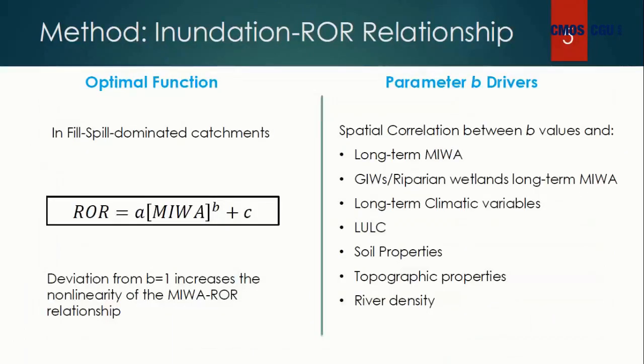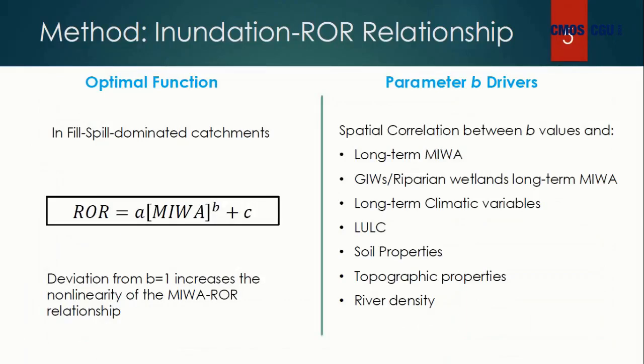Also, we check the inundation-runoff ratio relationship by fitting a 3-parameter power law equation to a scatter plot of runoff ratio and inundation. The parameter B value is very important for us, because any deviation from B equals 1 shows a nonlinear response in the inundation and runoff ratio relationship.